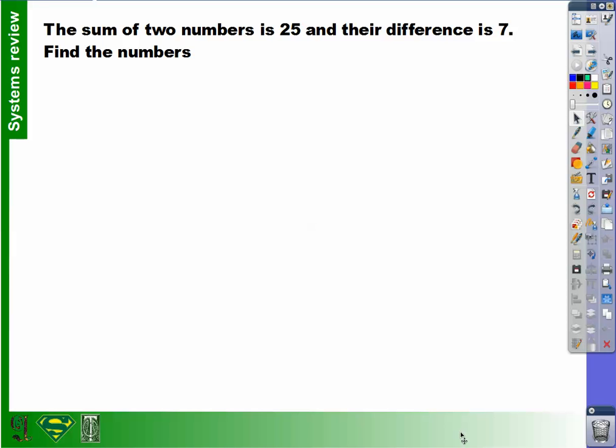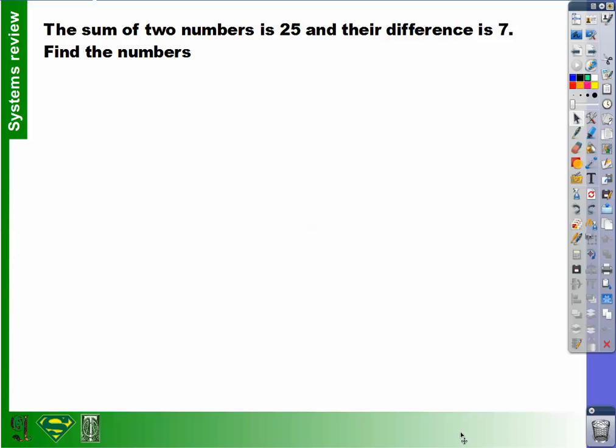So we know that the sum of two numbers is 25, and their difference is 7. Find the numbers. Now, I know that the numbers are fairly small in this one. You could figure it out in your head. But we are going to write a system of equations, and then from this system of equations, we are going to find the two numbers.